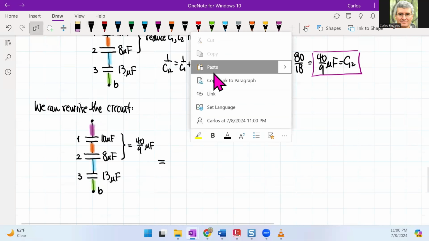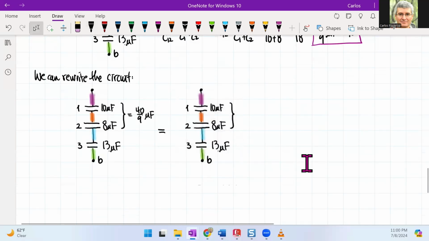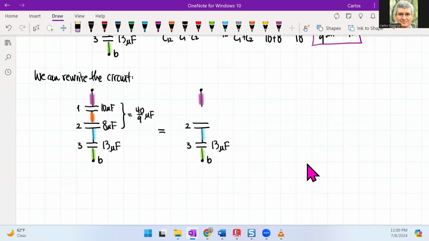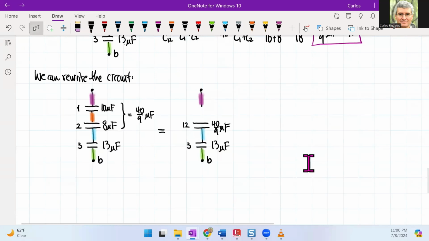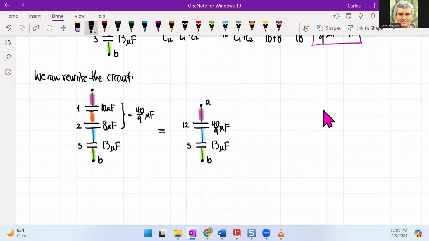So then that means the equivalent circuit, look what happens now. If I paste this guy in, I have removed the orange. I only have one capacitor now. And this capacitor I'm going to call C12, and this is 40/9 microfarads. And that's my circuit right there. So when I'm looking at this, what you're seeing is that now I am left with two capacitors in series. So now what am I going to do?